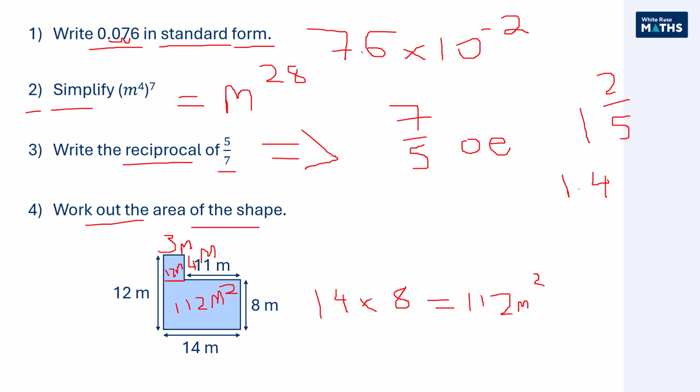Now to work out the total area, I'm going to add both areas together. So it's going to be 112 plus 12. We get 124 meters squared. That, guys, is an area of a compound shape.